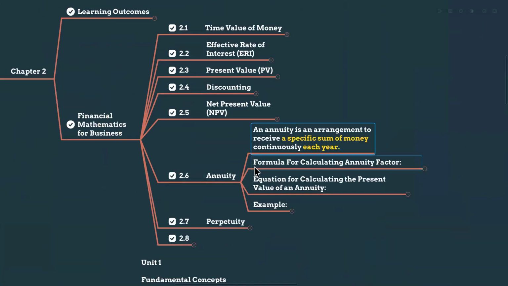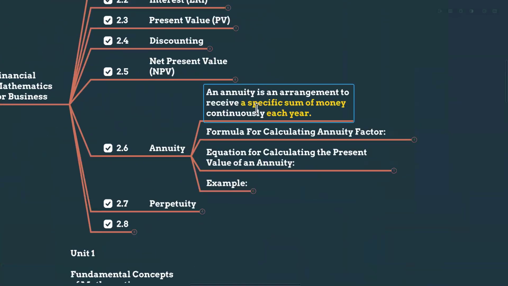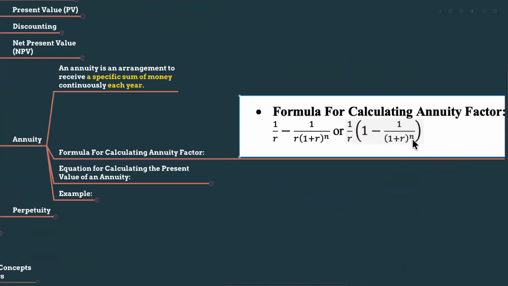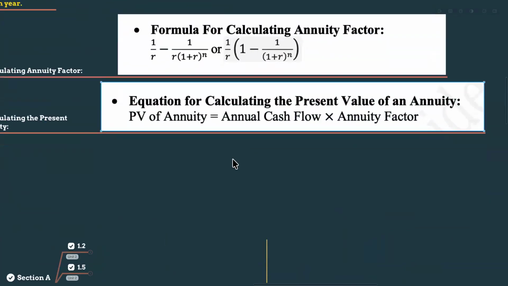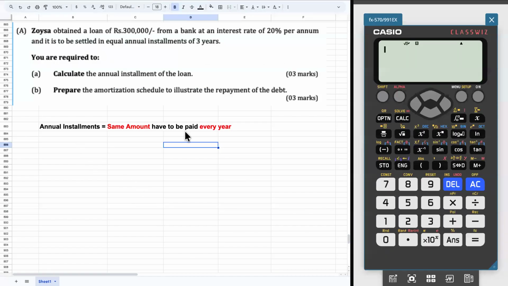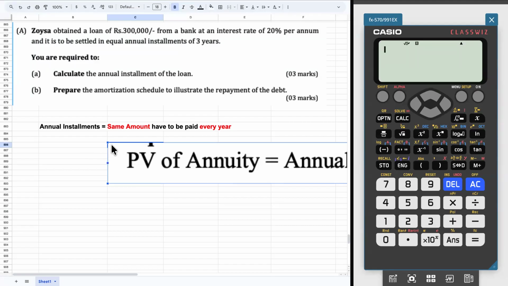See, annuity. An annuity is an arrangement to receive a specific sum of money continuously each year. And we have a formula for calculating the annuity factor also, and the formula to calculate the present value of an annuity. So the present value of an annuity is annual cash flow into annuity factor, isn't it? So this is the formula, no?